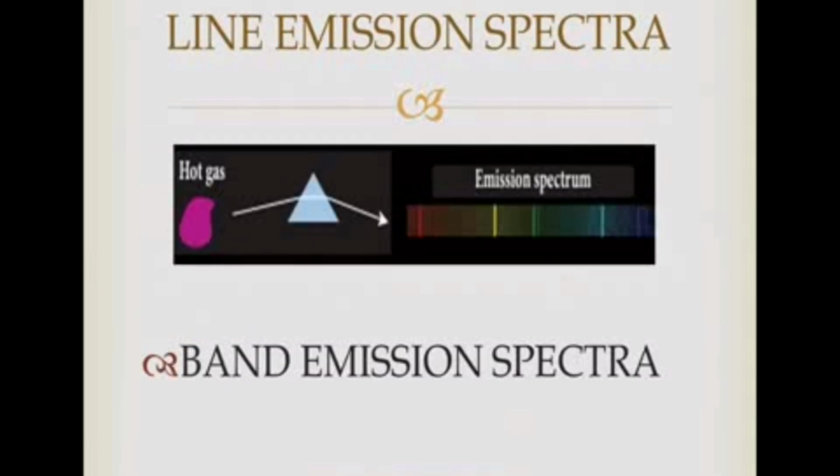Next one is the line emission spectra. Line emission spectra is gas emitting spectral light. When the gas is heated up, the atoms emit spectral lights. That's called line spectra. The line spectra has a definite wavelength and frequency. These lines are characteristic of the element, which means different elements have different wavelengths. So using that we can find out the element.